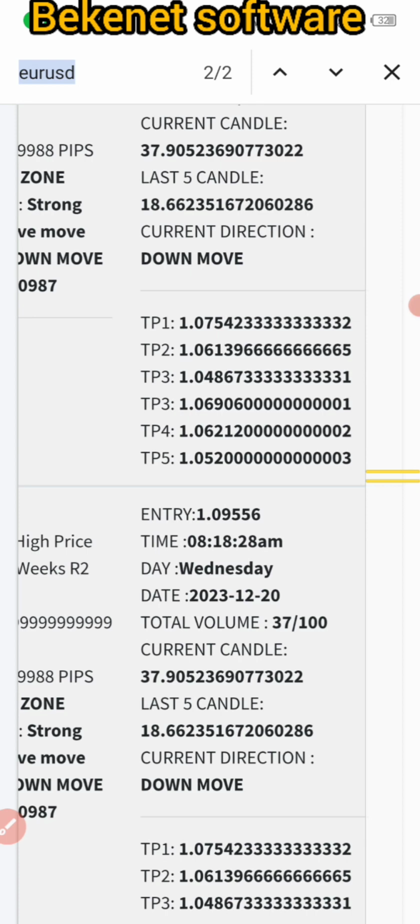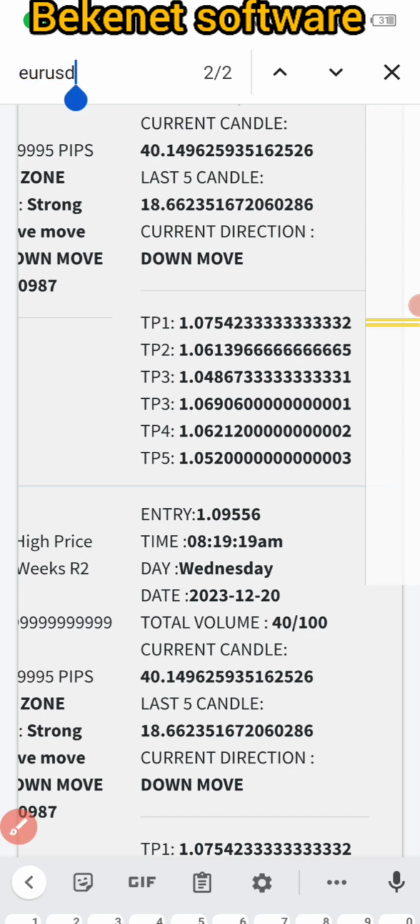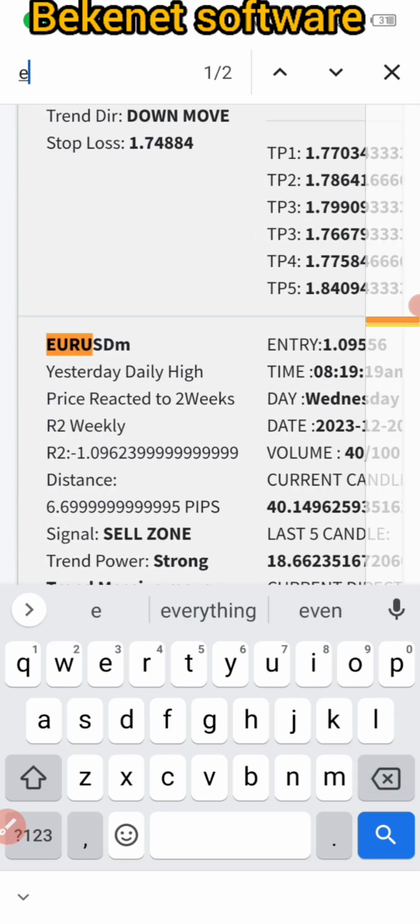So the volume it has consumed so far from the R1 or R2 or the resistance level, from the key level, is heading down to this 100. It's coming from 0 down to 100. Then if you are buying, it will be coming from 100 to 0. Now let's look for a buy and let me show you how it works too.